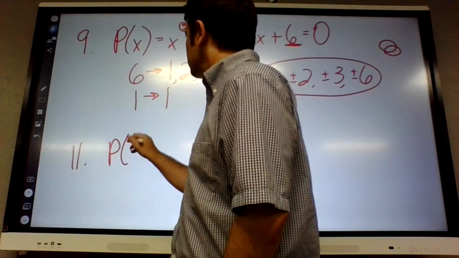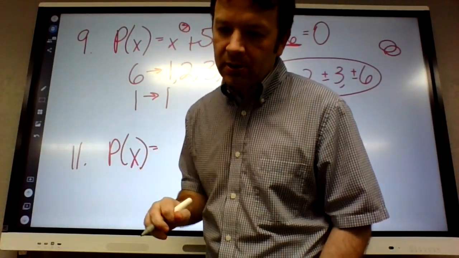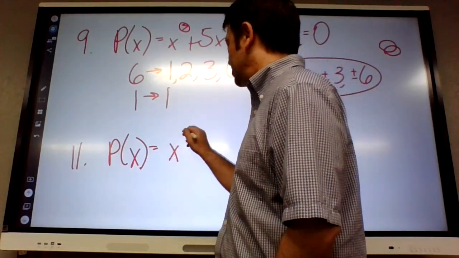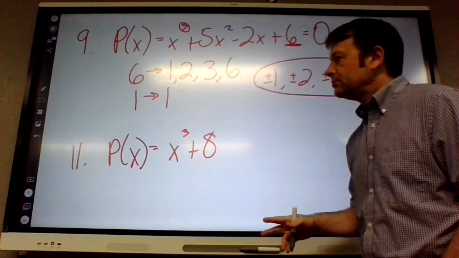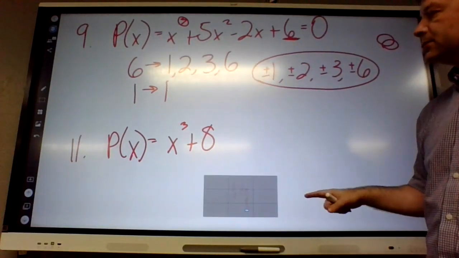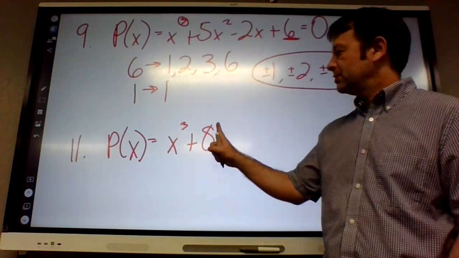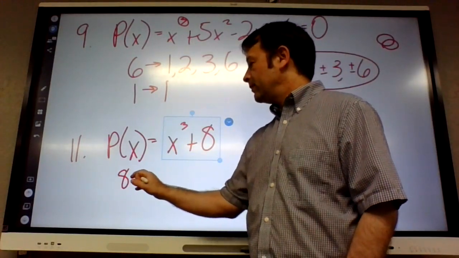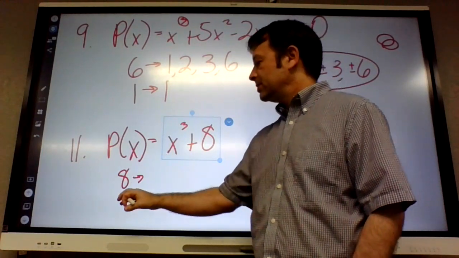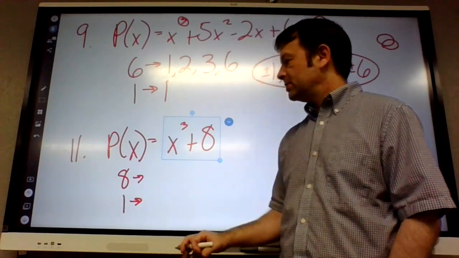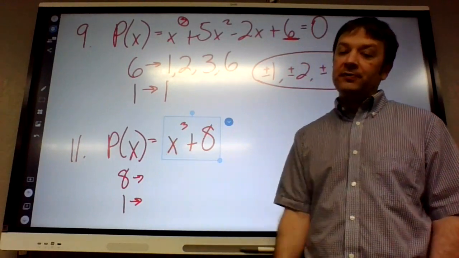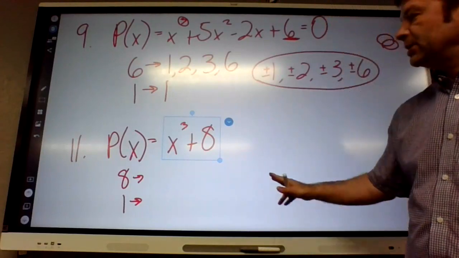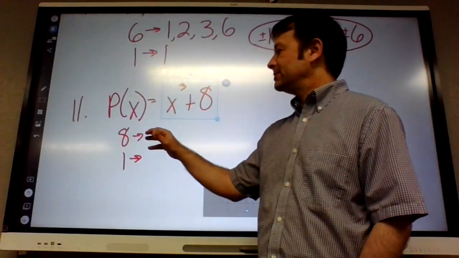Let's start over. Number 11, that's really short. It just says P of x equals x cubed plus 8. Alright, so you remember what I did? I put the last coefficient, 8, over the first coefficient, 1, again. It's not always going to be a 1. Number 12 is not a 1 on the front. Okay, what are the factors of 8?